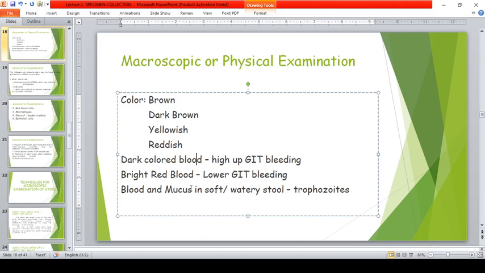Blood and mucus in soft watery stool, most likely you will identify trophozoites, particularly in the mucous part. So kung meron kang mucoidal na stool with mucus, you get the mucous part, yun yung kunin mo and then you examine that. Okay?